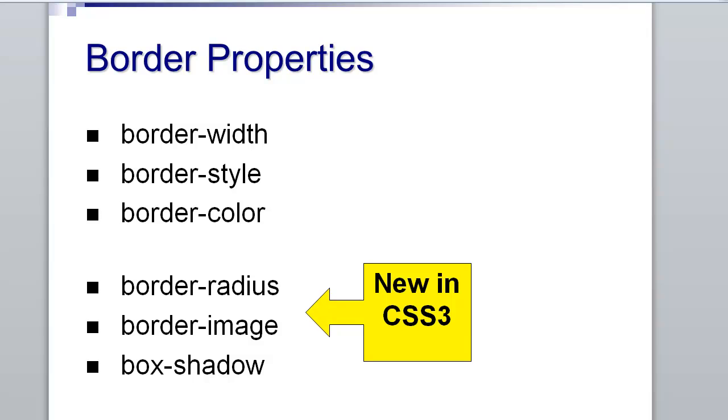The border properties. A border has a width, a style, and a color, and these three properties need to be set individually. New in CSS 3 is the border radius, the border image, and the box shadow. These give very nice effects to the border.